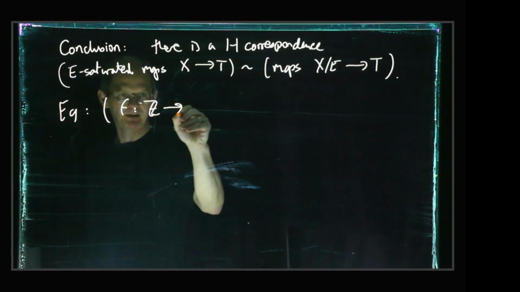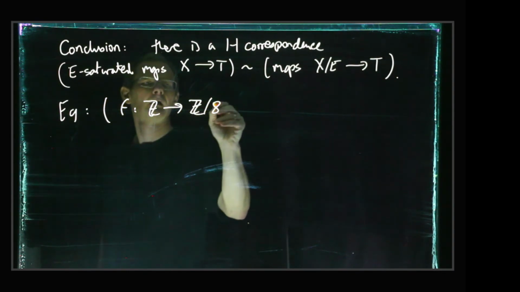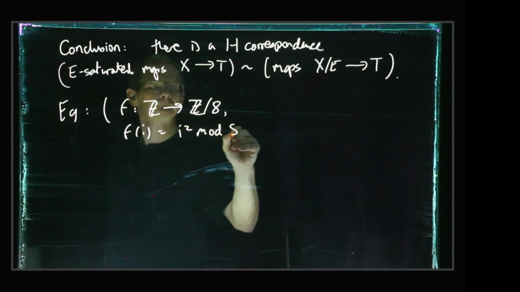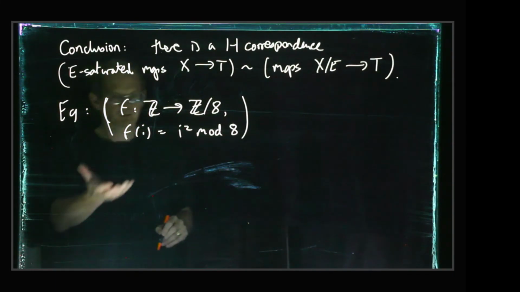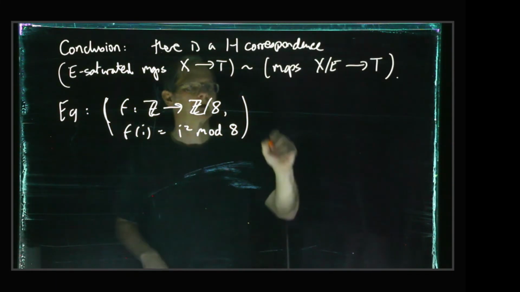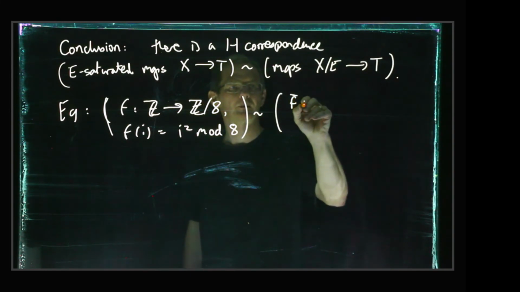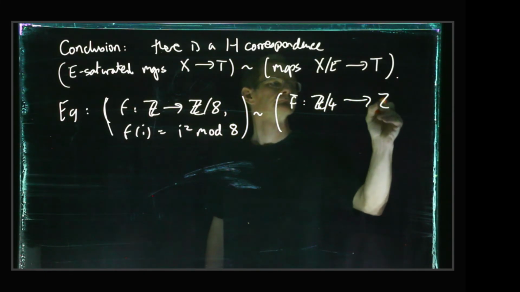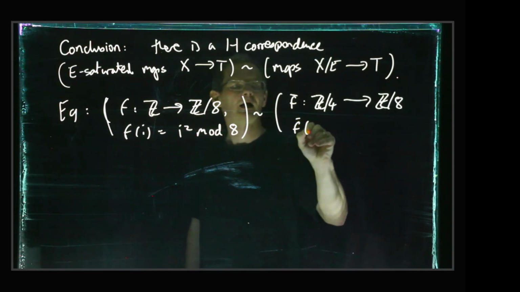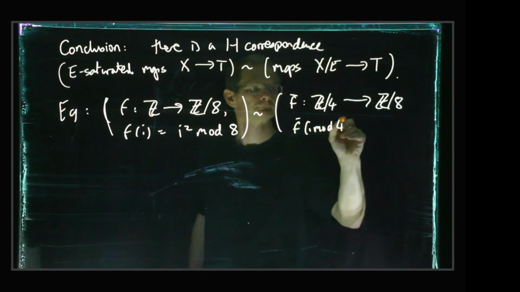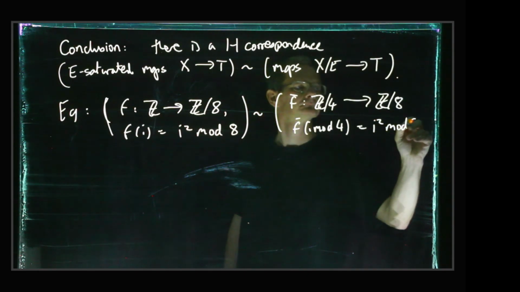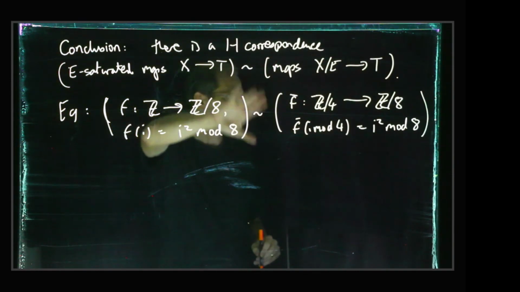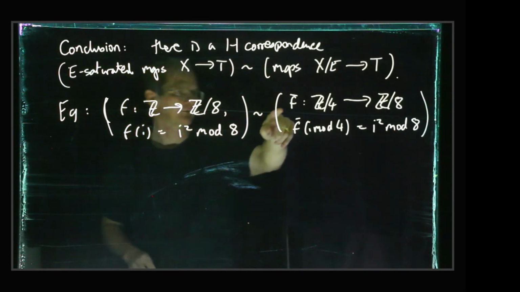And so in the example we mentioned a moment ago, we had this obviously well-defined squaring function from the integers to Z mod 8. That corresponds to this less obviously well-defined, but in fact well-defined map from Z mod 4 to Z mod 8, f bar of i mod 4 is i squared mod 8. So this whole story about saturated maps is just a codification of the way that we defined this map f bar.